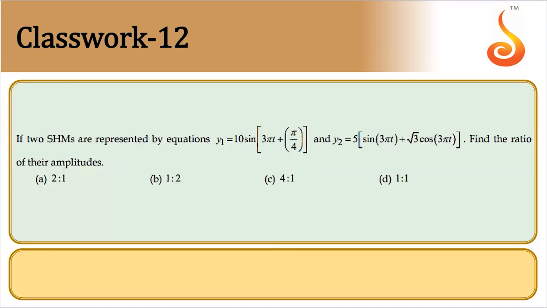If two SHMs are represented by equations y1 equals 10 sin(3 pi t plus pi by 4) and y2 equals 5 sin 3 pi t plus root 3 cos 3 pi t, find the ratio of their amplitudes. Look at the second one, it is a superposition of two. So we have to bring it under a single function, then we can compare the amplitudes. Note down the equations.